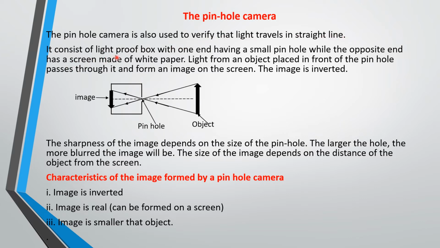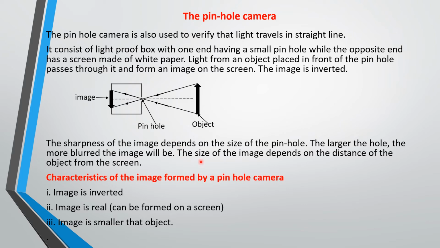It consists of a light-proof box, with one end having a small pinhole, while the opposite end has a screen made of white paper. Light from an object placed in front of the pinhole passes through it and forms an image on the screen. The image is inverted. That is exactly what I have discussed with you now. The sharpness of this image will depend on the size of this hole. If the size is too large, your image will be blurred. That's why I say use a pin to pierce the hole. Forget about it, light will find a way through the hole. Just pierce it with a pin. Alright? So that is it.